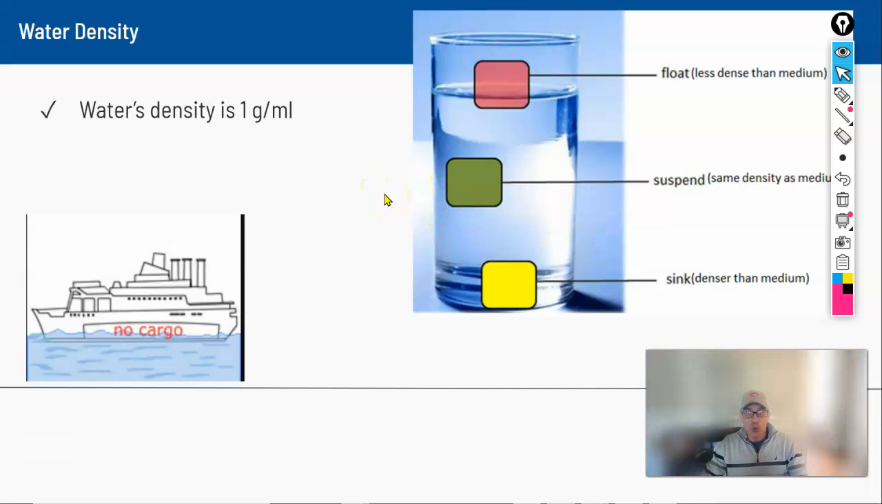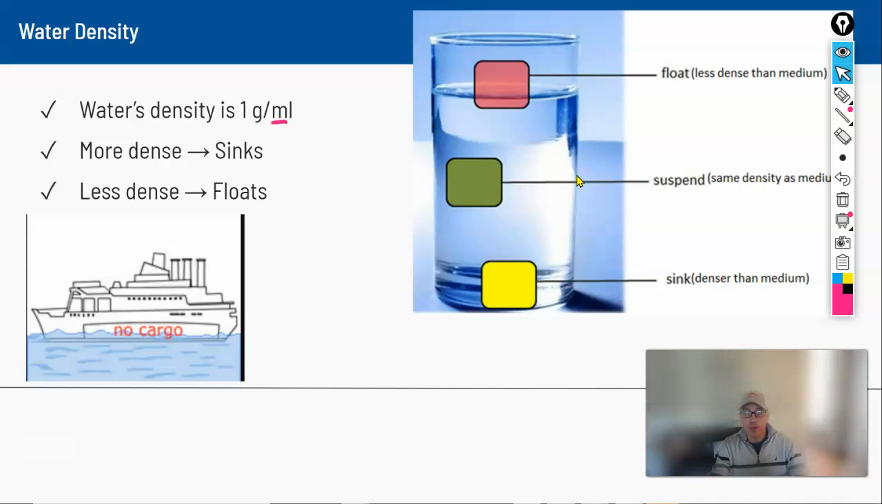Water has a density of 1. In other words, if I had 1 gram of water, it's going to take up 1 milliliter of space. Or if I have 1 milliliter of water, it's going to weigh 1 gram. Things that tend to be more dense, in other words, that have a number bigger than 1, are going to go to the bottom of the water. Things that have a density of less than 1, 0.9, 0.8, 0.7, are going to float. And if something had the exact same density, it would just be suspended and stay in the middle.